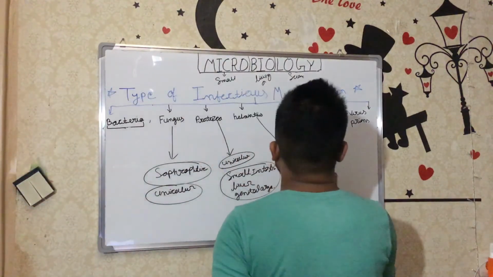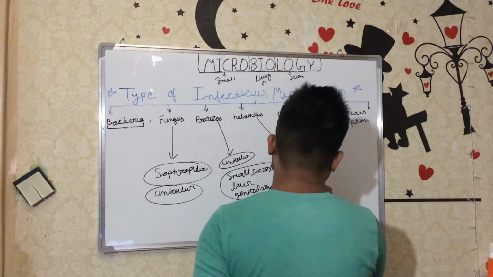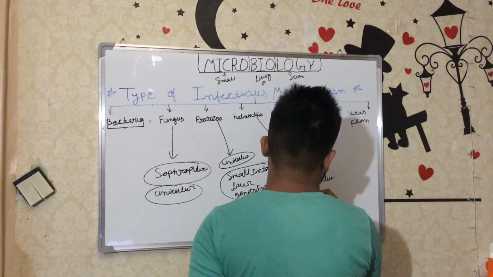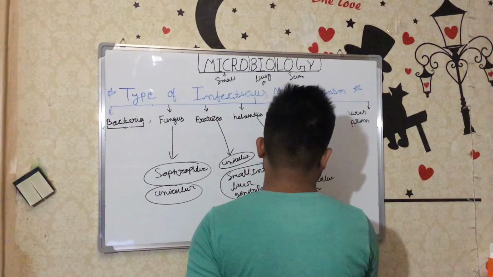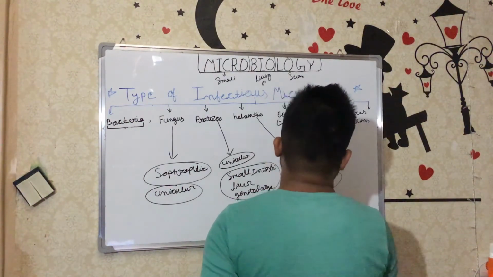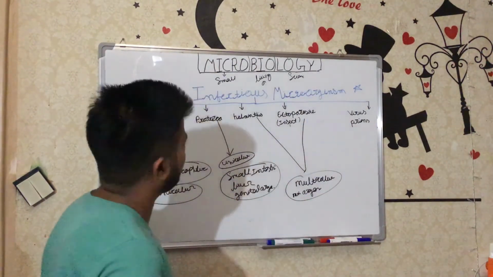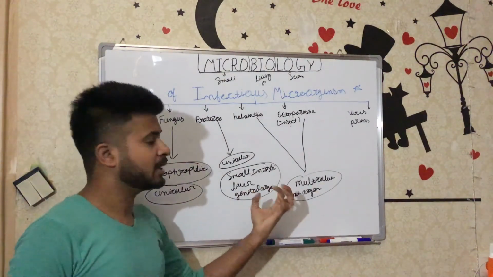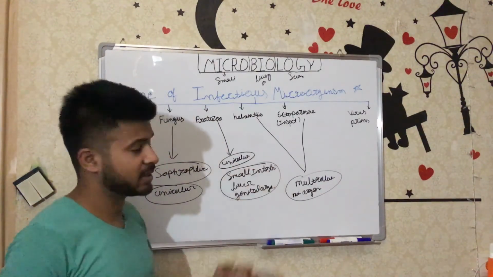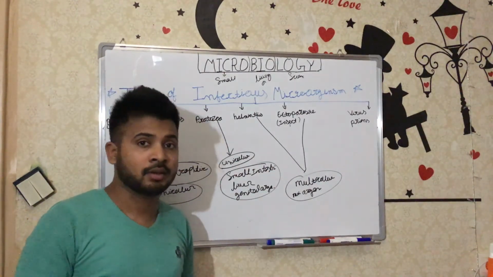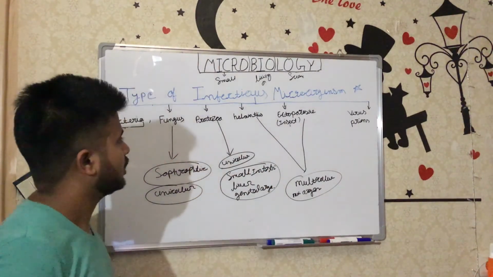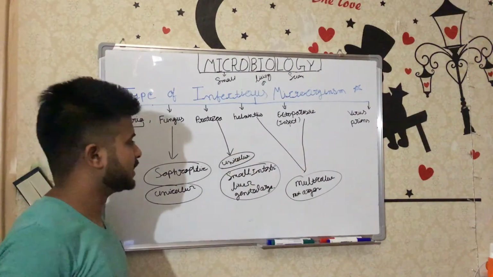About the helminthes and the ectoparasite, they are both multicellular organisms. Actually, these are parasites. We can't say they belong to the microorganisms, but they are parasites, meaning big microorganisms. Sometimes we can see them with our own eyes, without a microscope or any other device. So helminthes and ectoparasites are multicellular organisms.